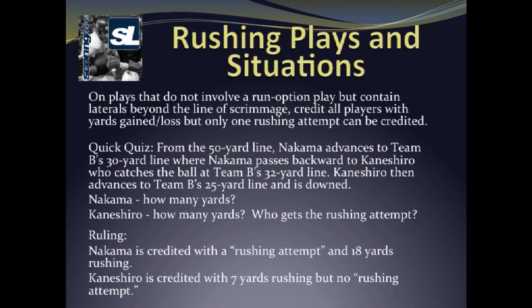Quarterback hands off to Nakama, who runs, starts from the 50, he rushes to the 30, then Nakama passes backwards to Kaneshiro, who's trailing the play, and he catches it at the 32-yard line. Kaneshiro then advances to the 25-yard line. So how many yards does Nakama get? And how many yards does Kaneshiro get?